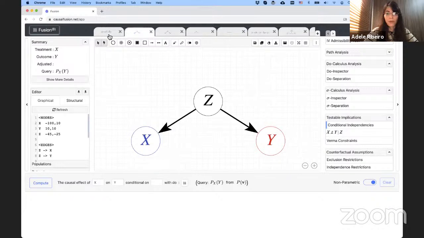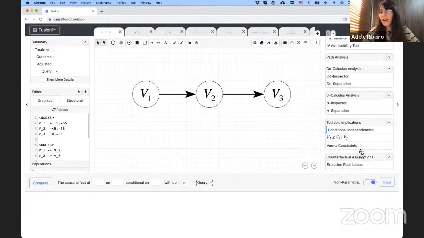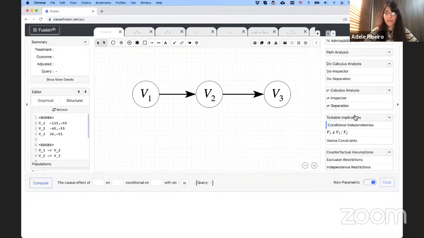Let's see the other one that I had before. We see that there are no conditional independences. If I remove the arrow here, we will have that V1 and V3 are independent given V2. So this is a very nice app. This is just one of the functionalities of the app. I will try to go over some of them during the tutorial.